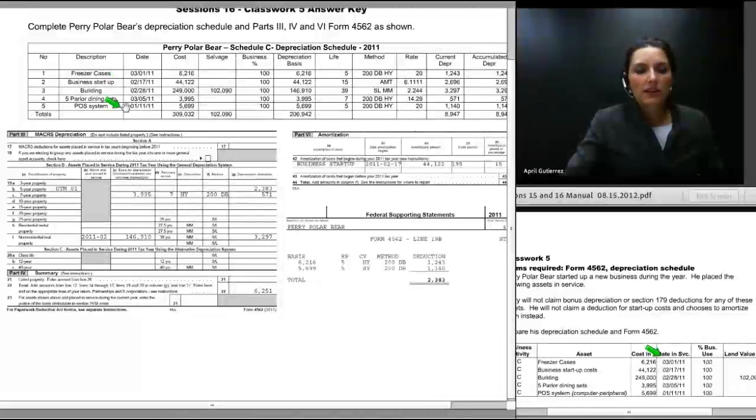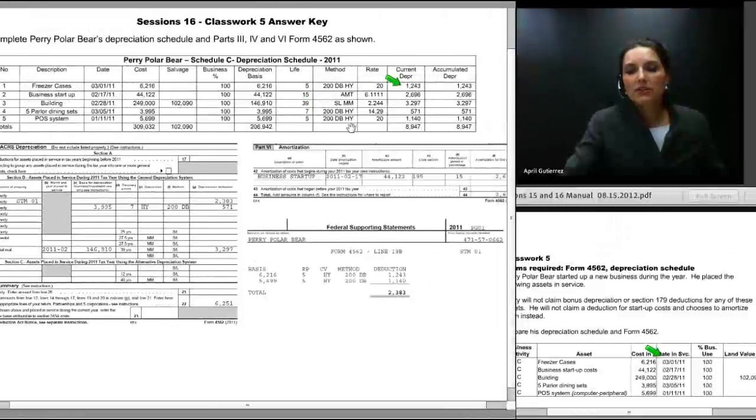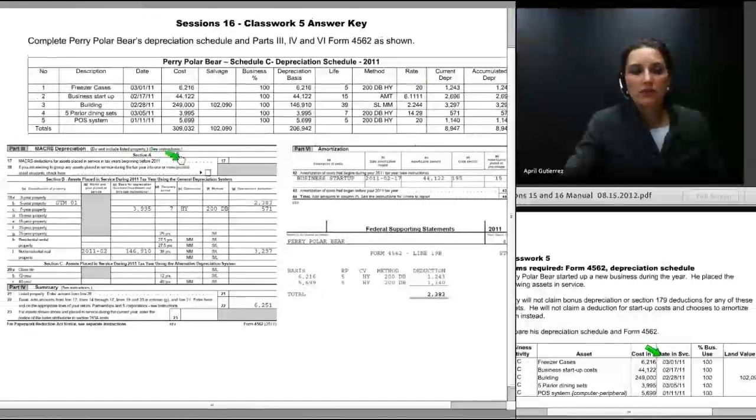Placed in service in January, placed in service in March, placed in service in February, again in March. So we know that not more than 40% of his assets were placed in service in the last quarter of the year. That didn't happen. So he's going to have a half-year convention applying. We go to cost, business use percentage, depreciable basis, and life on the freezer cases. Apply the 200% declining balance method. That simply gives us a rate of 20% and a current year depreciation deduction of $1,243.